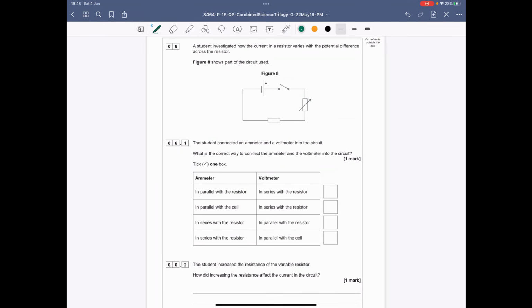Question 6 then. A student investigated how the current in a resistor varies with the potential difference across the resistor. Figure 8 shows part of the circuit used. The student connected an ammeter and voltmeter into a circuit. What is the correct way to connect an ammeter and a voltmeter into the circuit?